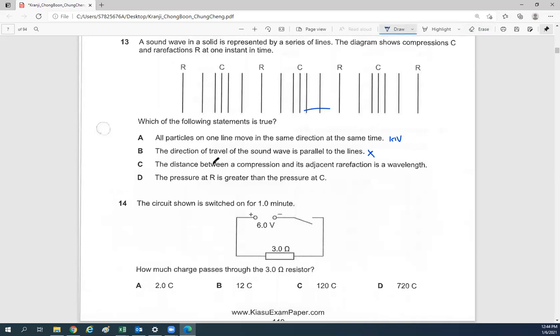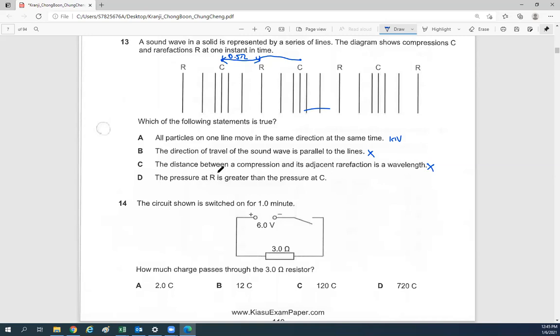Now let's look at C next. The distance between a compression and an adjacent rarefaction is a wavelength. Between a compression and the adjacent rarefaction is the wavelength. But we all know that's not true because one wavelength is from compression to the next compression. So this is one wavelength. Therefore, what they've described is just half the wavelength. So this is also not correct.